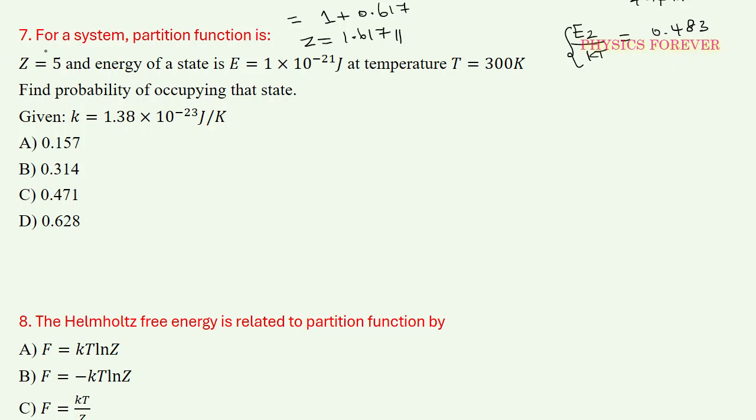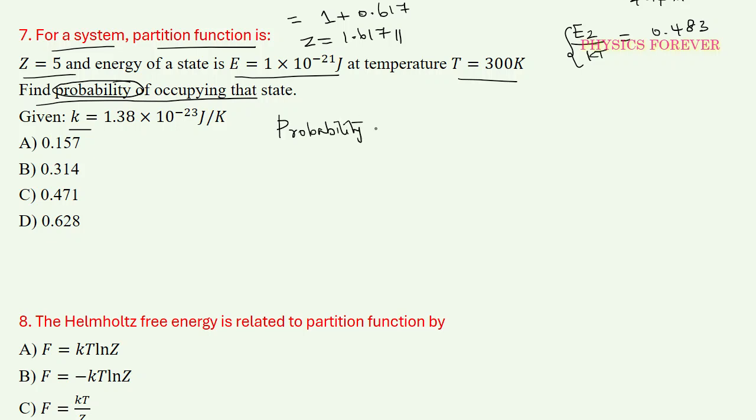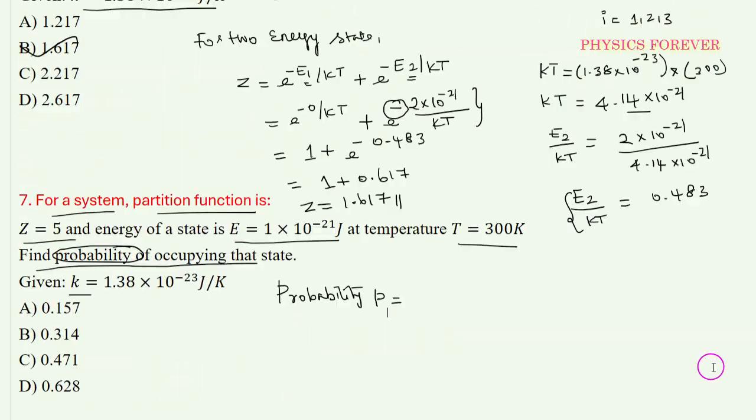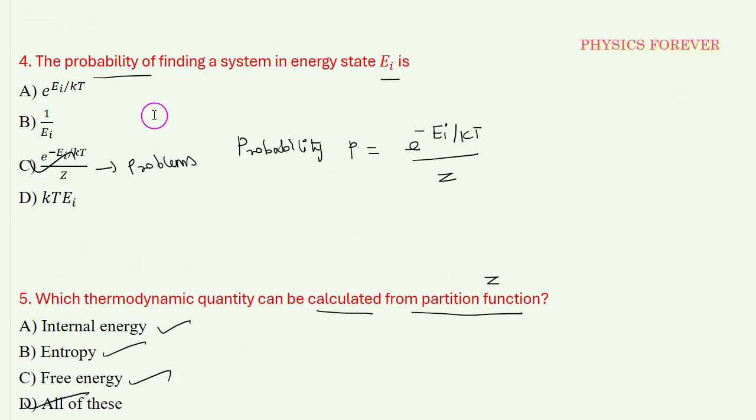Question number 7: for a system, the partition function Z is equal to 5 and the energy E is given, along with the temperature. Find the probability of occupying that state. The Boltzmann constant k is already given. So what is the formula for probability? We just write down this equation.